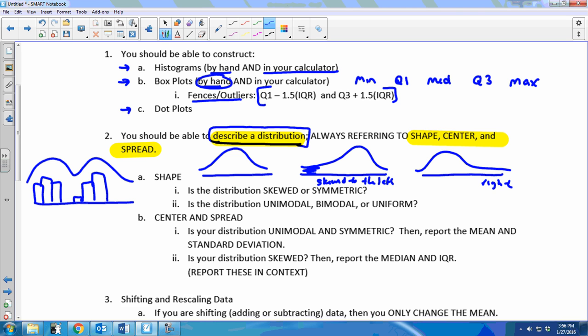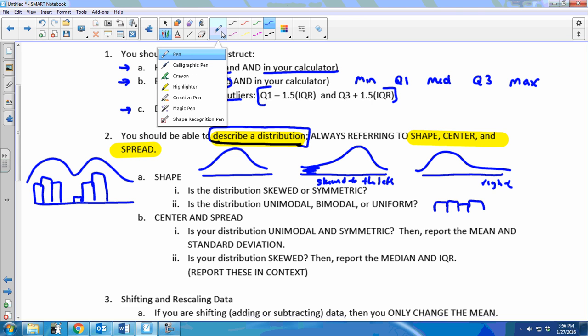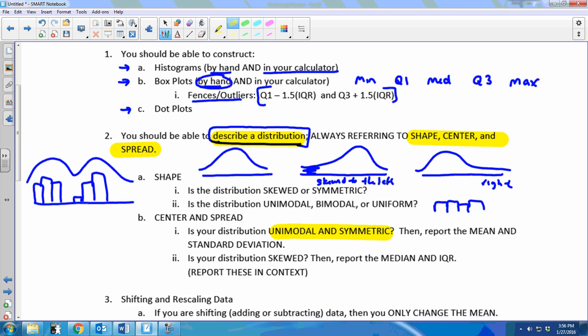Then uniform just meant that everything was about the same. Nothing too exciting happening. Okay? That's a shape. Now, for center and spread, we talk about different things with different shapes. So if you have a unimodal and symmetric distribution, you talk about the mean and the standard deviation. If you have a skewed distribution or some weird distribution, you talk about the median and IQR.